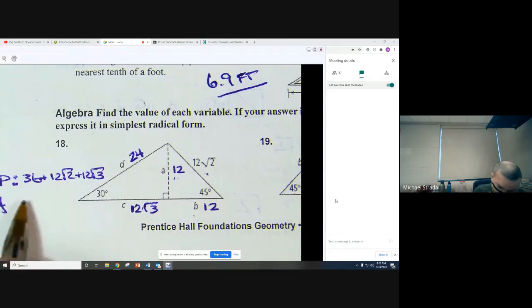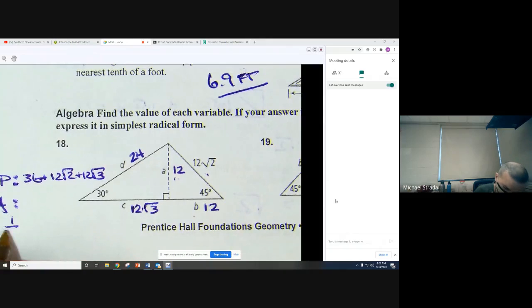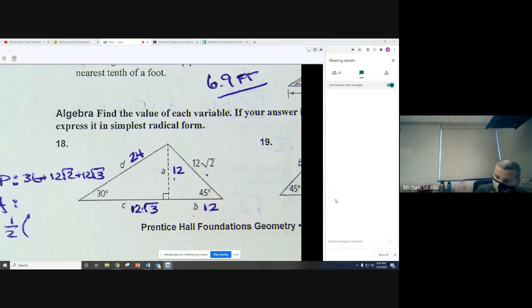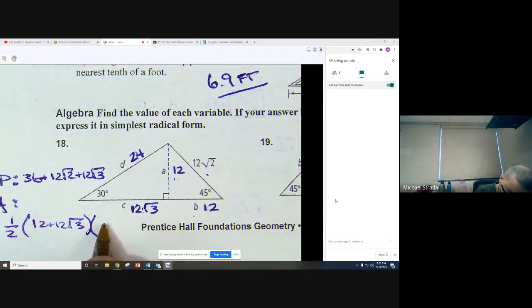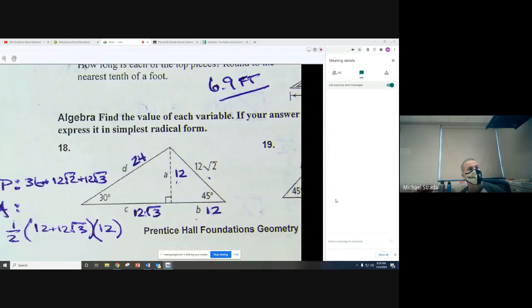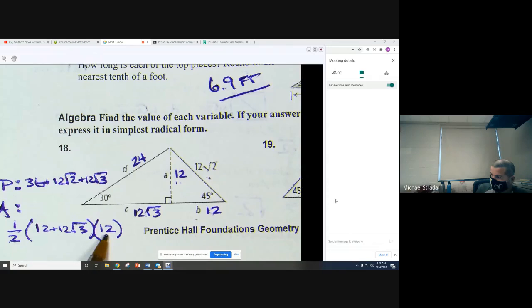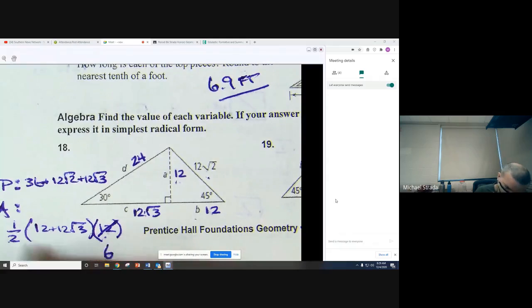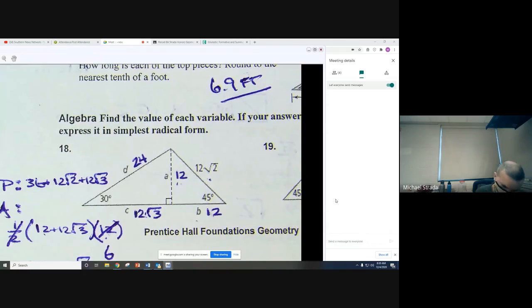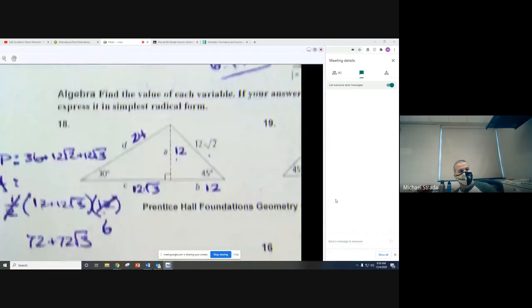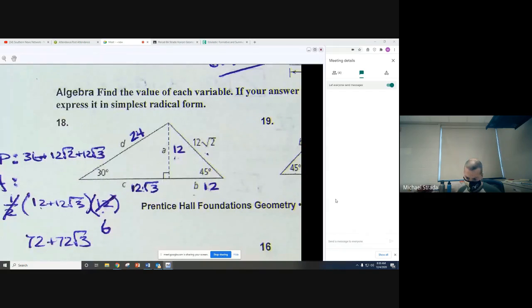The area would be 1/2 base times the height. Okay, the base is these two put together. Does that make sense? So that would be 12 plus 12 root 3. And then the height would just be the 12 that's on the inside. Myself, I would do half of the 12 over there. You can multiply in any order you'd like. So what's half of 12? 6. So that becomes 6. And then I would distribute that through, and it becomes 72 plus 72 root 3. And then whatever the units are. All right, so just to make you aware of that.